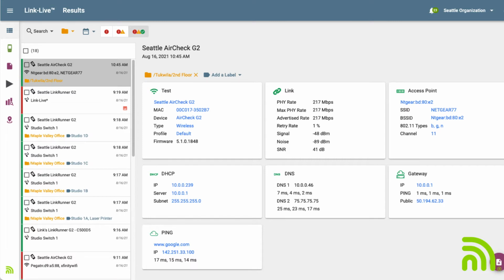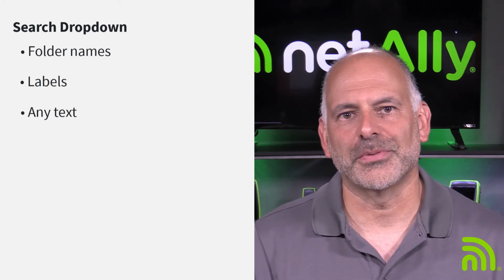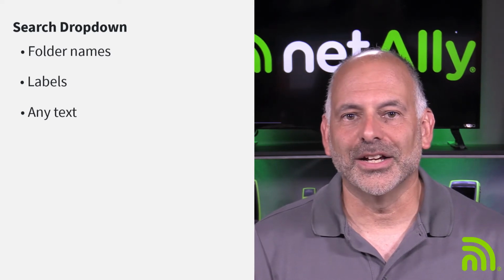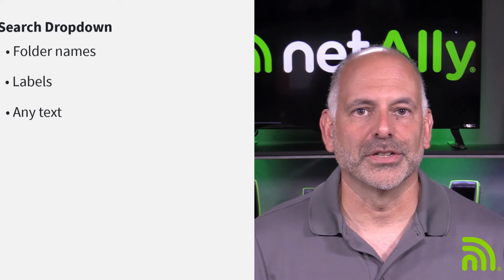There are four ways we can filter on the results. These are the search dropdown, folders, date range, and result status. Using the search dropdown, we can search on folder names, labels, or any text in the results record. This is a great way to filter down on records that share the same label or partial label text. Clicking on the search field will show a list of all available search options.